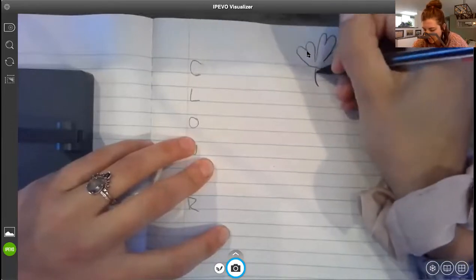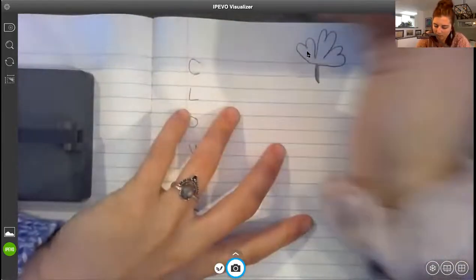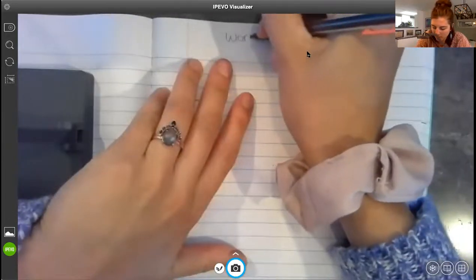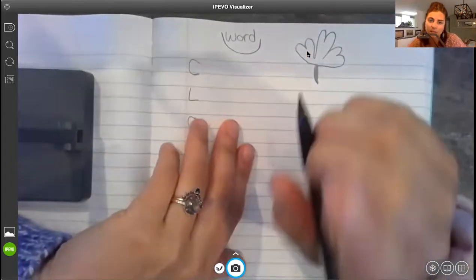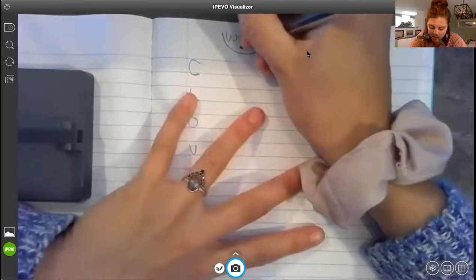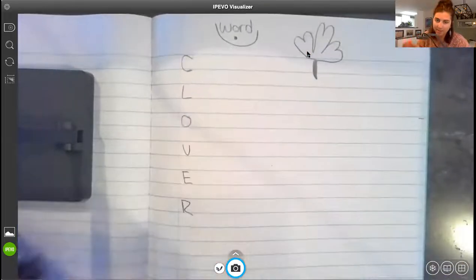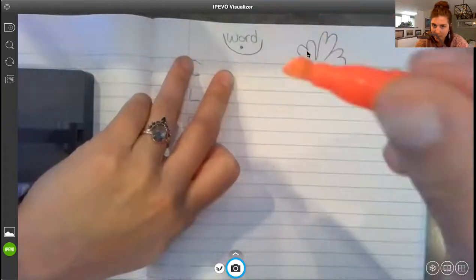Each word has a syllable, right? So that word has one syllable. Each syllable contains a vowel. And here's our vowel. I'm going to dot it, and I'm actually even going to highlight it so that you guys can see.